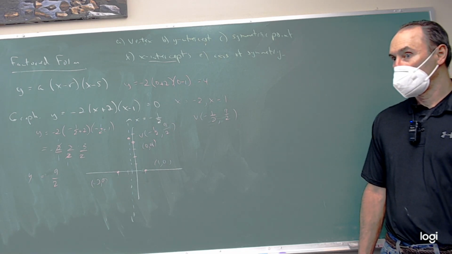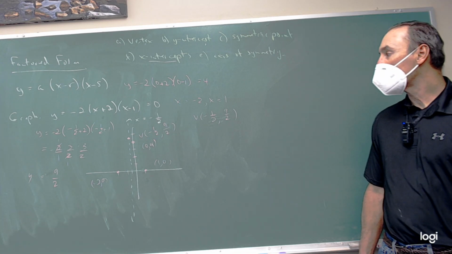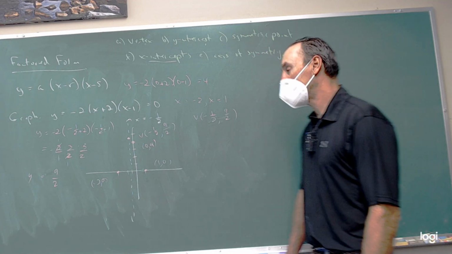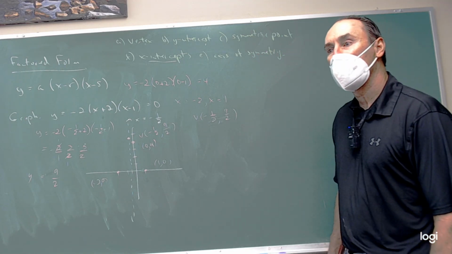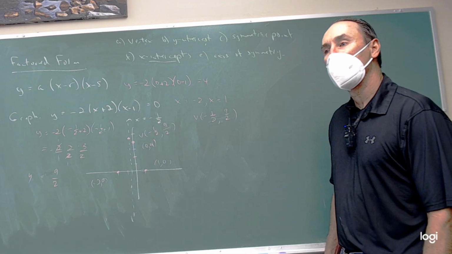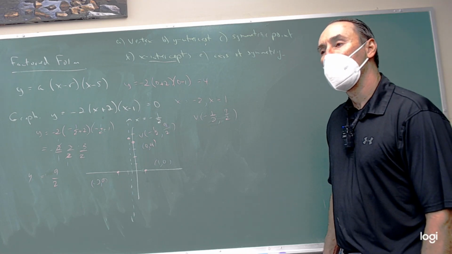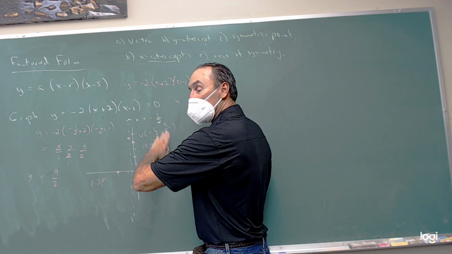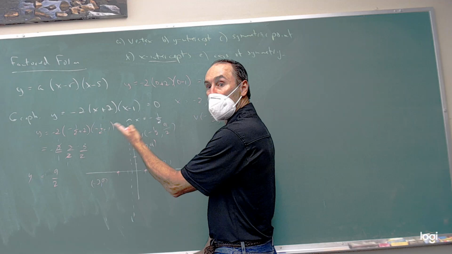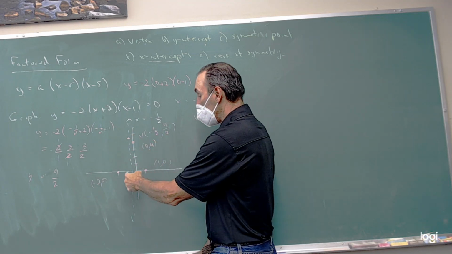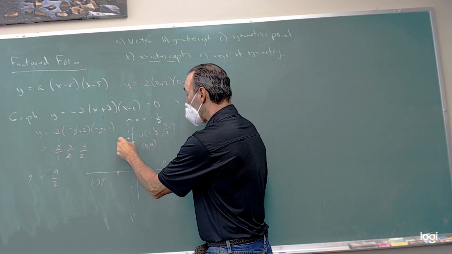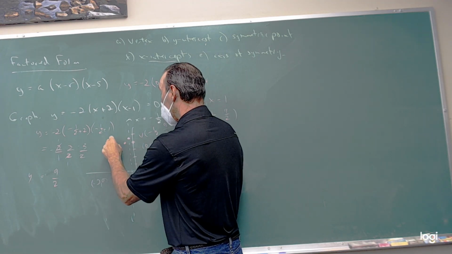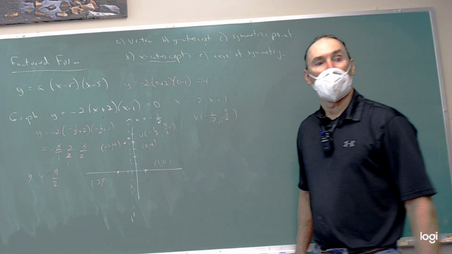You okay with that? Symmetric point. The other side of the vertex from the y-intercept is going to be where? -1. Good. And the y-coordinate is the same as the y-intercept. So (-1, 4) is our symmetric point. And then we got it.